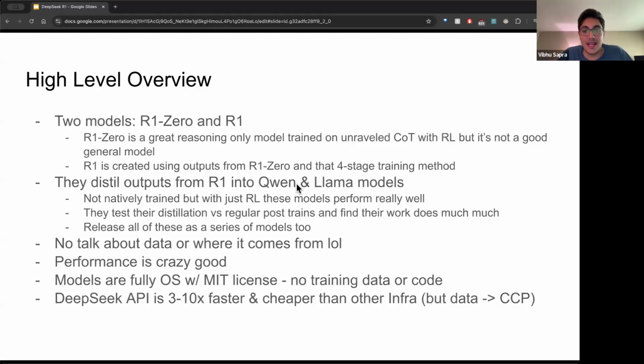Then the other half of the paper, not half, but they have a section, like a paragraph on, hey, by the way, we just distill our outputs into Qwen and Llama. It does very, very good. So they're not doing native RL training, they're doing proper distillation. So they take their big model, they train it with a distillation loss. Well, they don't say what type of distillation, but standard distillation is distillation loss. Then they compare it to the base models and it performs very well.